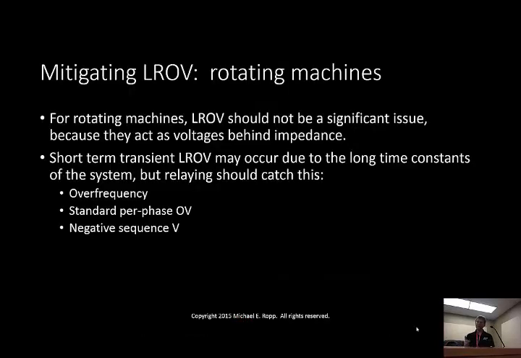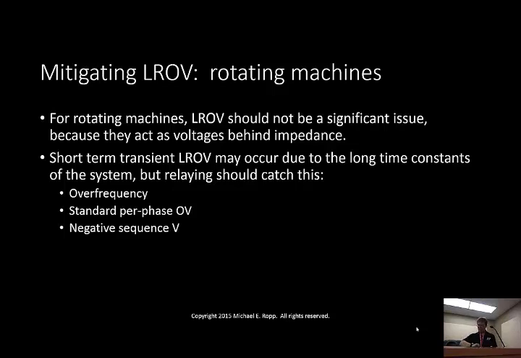We're going to come to this in just a minute. Why did that happen? I'll show you why that is. There's a specific mechanism. And, sorry, I'm getting ahead of myself. Let's stick with what's on the slide here. So let's go to the rotating machine case. What about LROV and rotating machines?